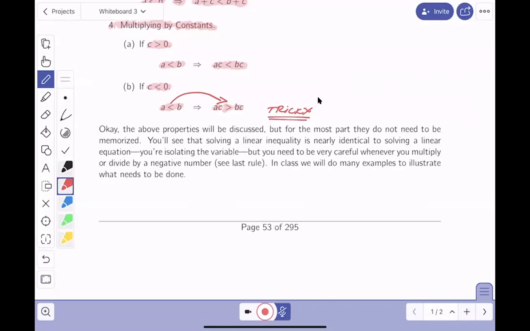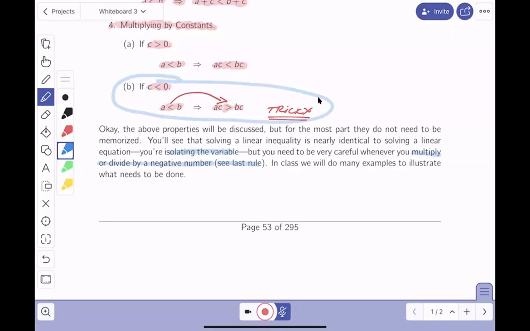All right. So I'm going to point out my goal over here is isolating the variable. So let me go back to a highlighter. When I see an inequality, my goal is to isolate the variable. I'm going to be careful in doing that though. And the only time I really need to be careful is if you multiply or divide by negative numbers. See last rule. This is the place people get tricked. We're not looking to trick you. What does it say we'll do? We'll do many examples to illustrate what needs to be done.